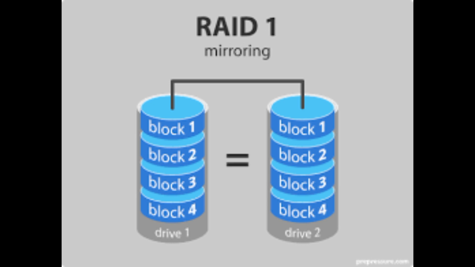RAID 1 is a configuration that prioritizes data redundancy and fault tolerance. In RAID 1, data is mirrored across 2 or more drives. This means that each drive contains an identical copy of the data. If one drive fails, the data remains accessible from the mirrored drives. RAID 1 offers excellent data protection but does not provide any performance benefit like RAID 0.